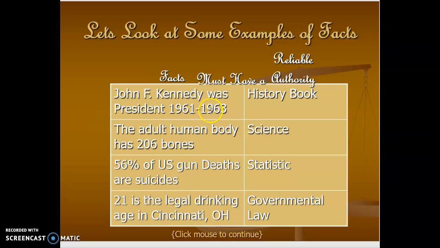John F. Kennedy was president. We can verify that through a history book. Or there's 206 bones in the body. Science and autopsies has done that. We can verify statistics. We can look at governmental law to prove or disprove.